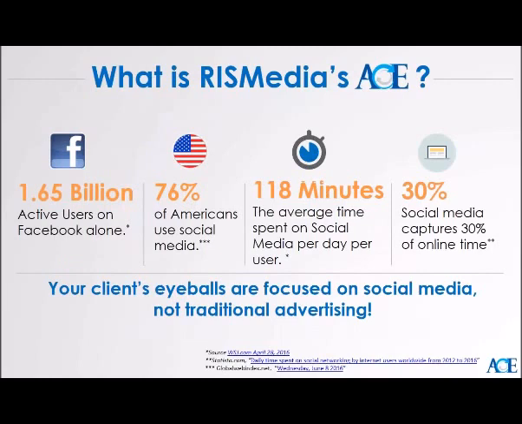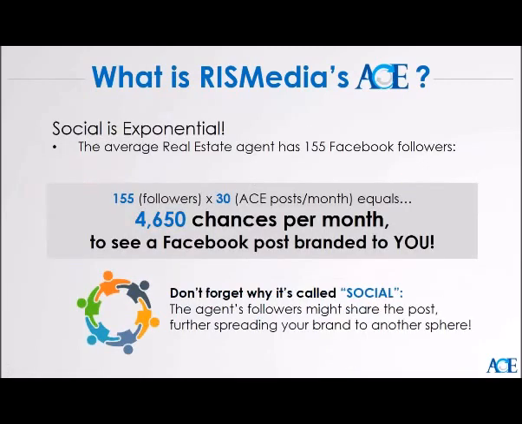So when we think of our traditional means of advertising that we had from years ago, now actually where your clients' eyeballs are going, a lot of them are spending their time on social media. Here, social is also exponential. The average real estate agent has over 155 Facebook followers. So when you start thinking about some advertising or exposure, think about that. If you had 155 followers, and for example, if you were doing 30 ACE posts a month, and actually that number is going to change, but that's going to equal 4,650 chances per month of eyeballs.